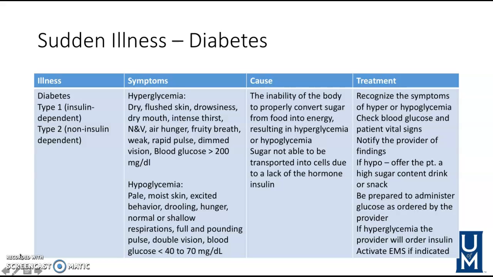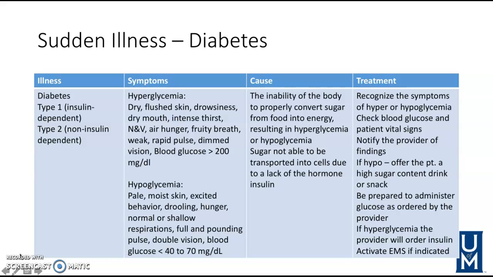Another sudden illness would be diabetes, or complications of diabetes, which often include hyperglycemia, meaning the blood sugar is way too high. The symptoms here would be dry or flushed skin, drowsiness, and dry mouth. They may be breathing fast and have what's called air hunger, a rapid pulse, and they may even have dimmed vision. Here, they're going to need to decrease that blood sugar level.